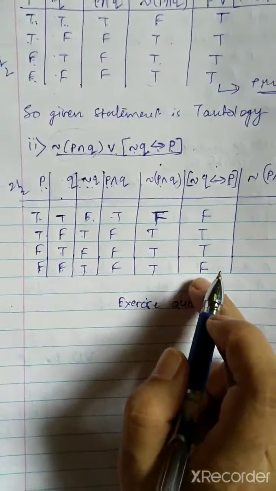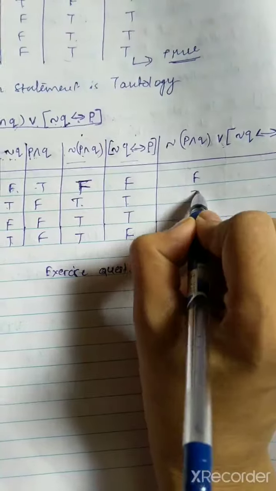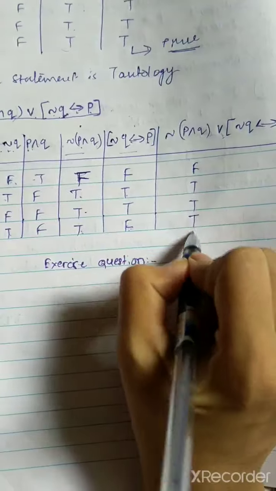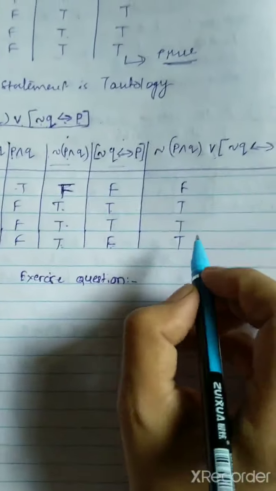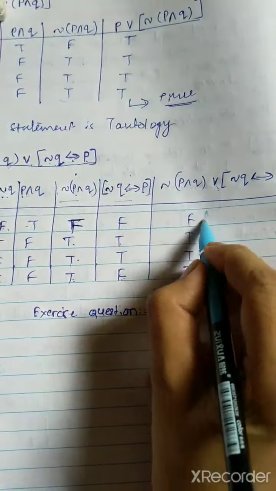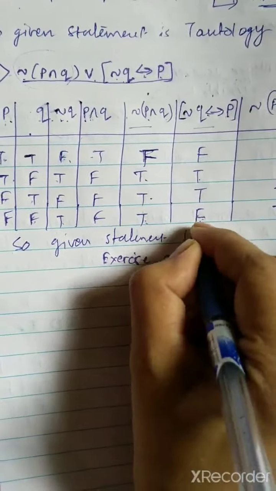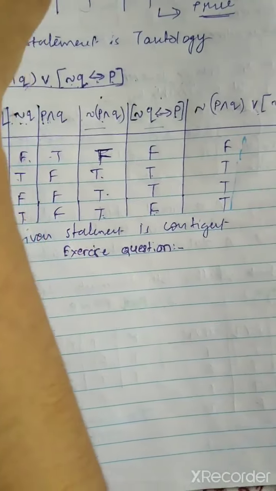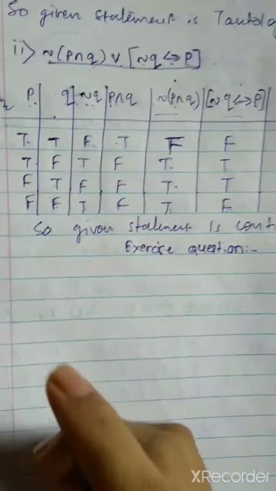So now this column and this column we have to OR. So false or false, false; true or true, true; true or true, true; true or false, true. So this is neither completely true nor completely false. So the given statement is contingent. Now if you have to solve, I'll give you two questions to solve here.